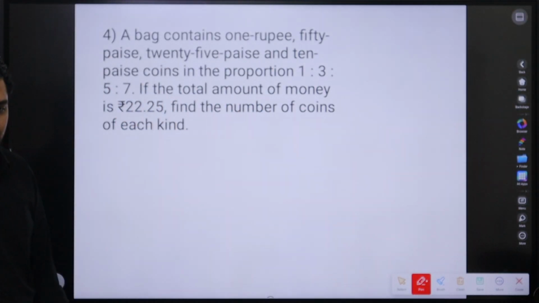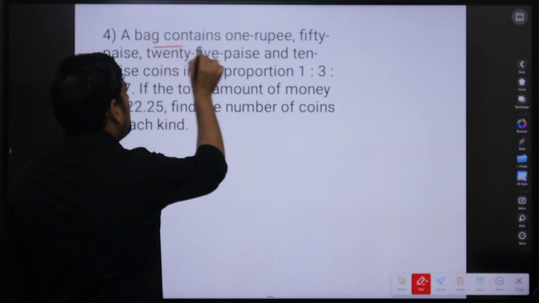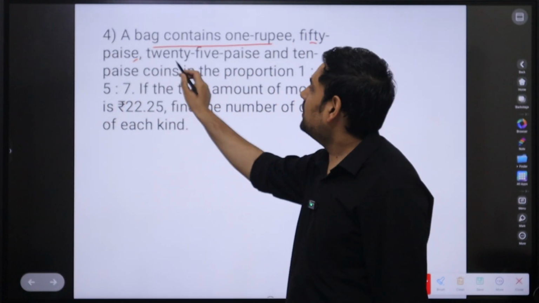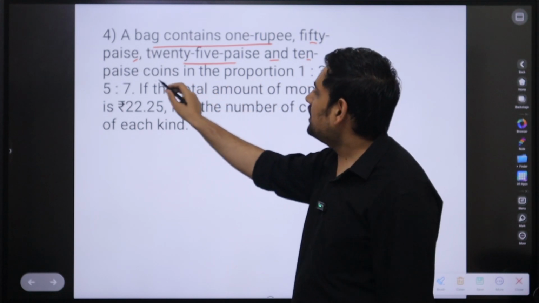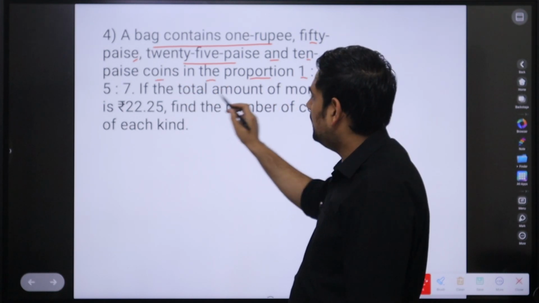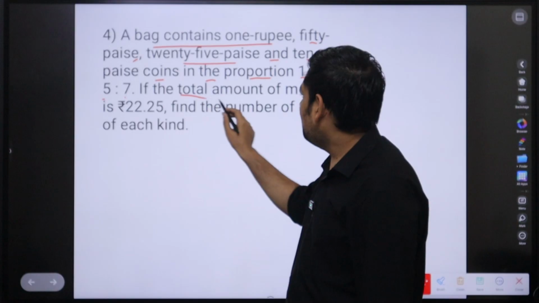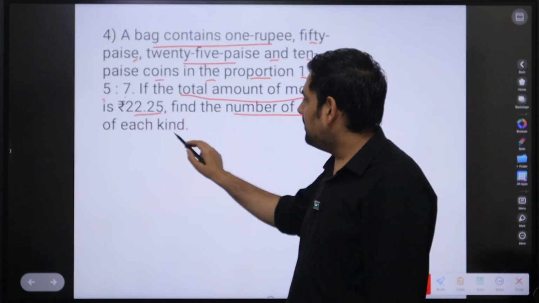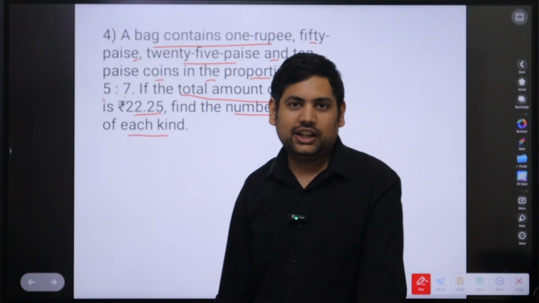So first is this question. It says a bag contains 1 rupee, 50 paise, 25 paise and 10 paise coins in the proportion 1:3:5:7. If the total amount of money is 22.25 rupees, find the number of coins of each kind.